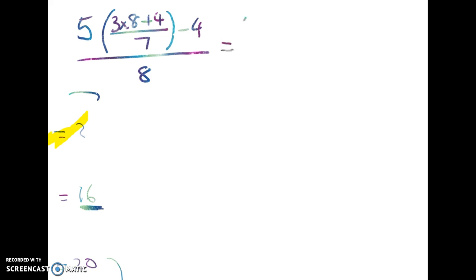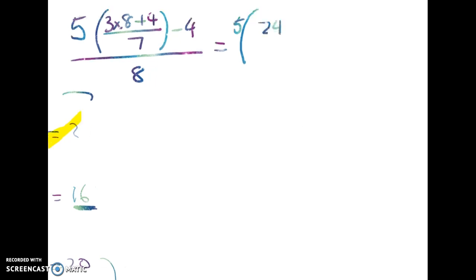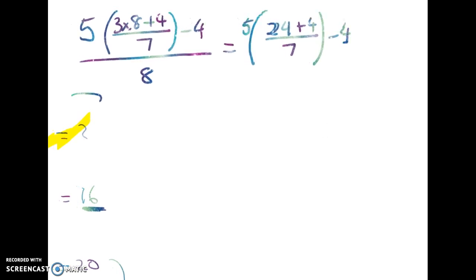So first we work out what's in the brackets. So what have we got in here? Well, we've got 24 plus 4 divided by 7 minus 4 divided by 8. That gives me 5 times, right, this is basically in a bracket. This dividing sign is like having a bracket around these things there. I hope there's no maths teachers watching because this is pretty messy.